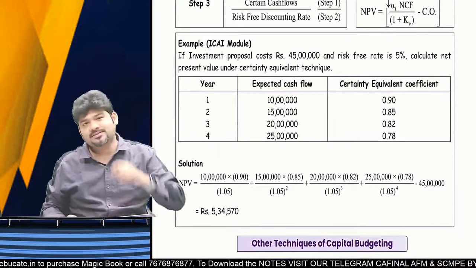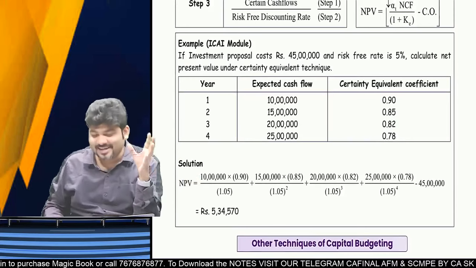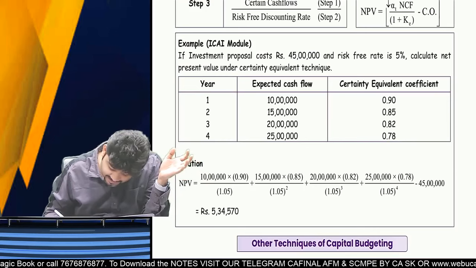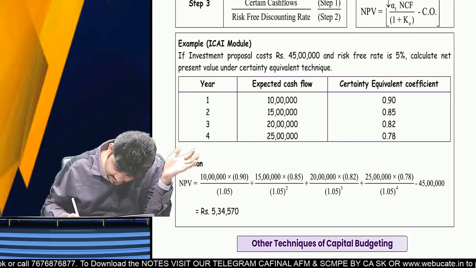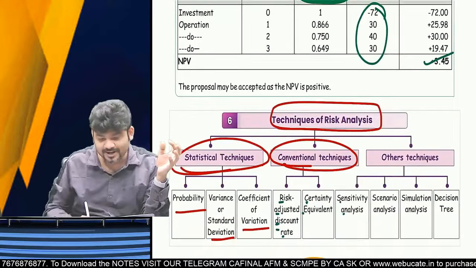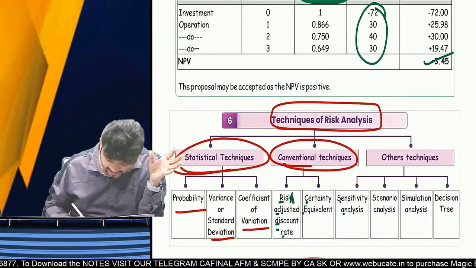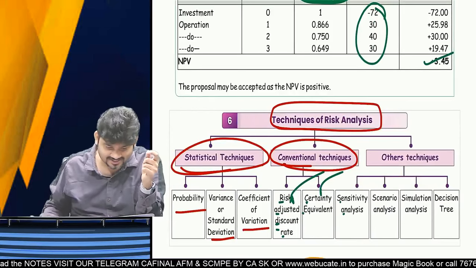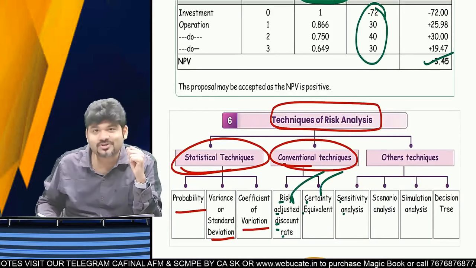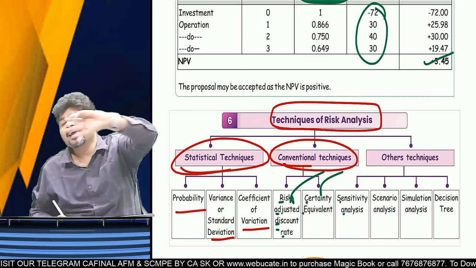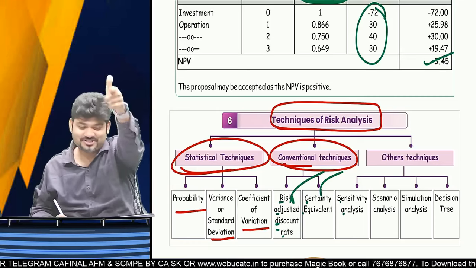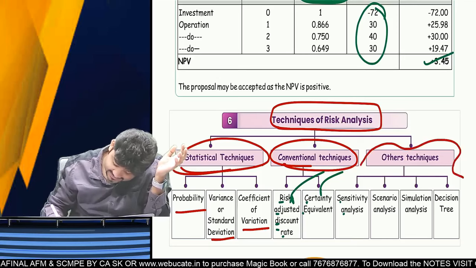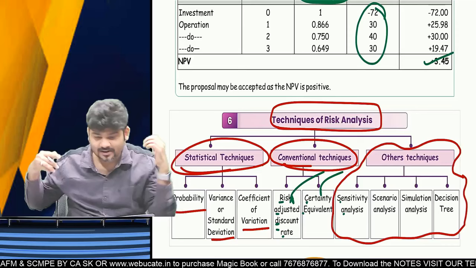So this is how we complete the conventional techniques as well: risk adjusted discounting rate and certainty equivalent. We want at least reverse of 57 certainty that I gave. 75 for sure. Okay, chalo. Then comes the other techniques.